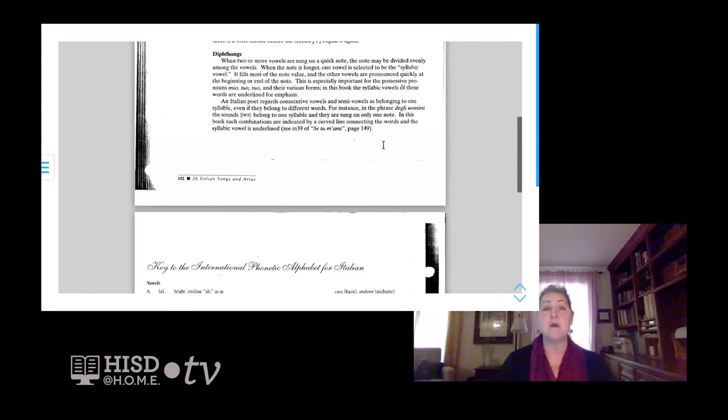This is especially important for the possessive pronouns. Mio, tuo, suo. Often we want to go mio, tuo, suo, and we have to be sure that we don't do that. I almost think of them as a shadow vowel. Mio, tuo, suo. And if you listen to the great Italians singing, you sometimes hardly hear that second vowel of the diphthong.